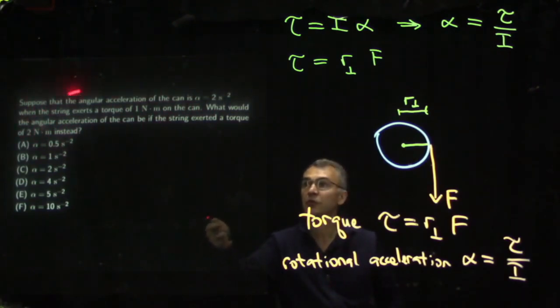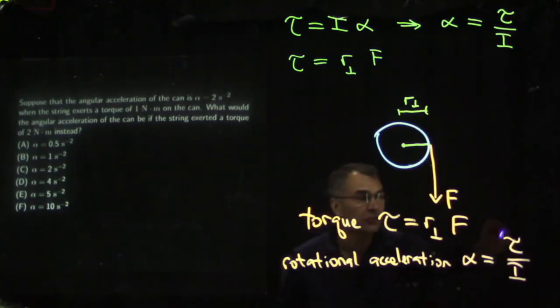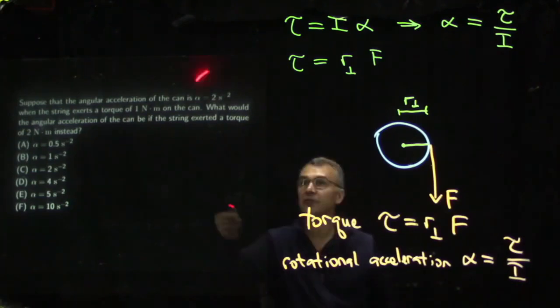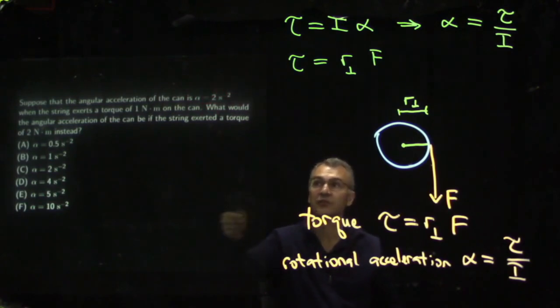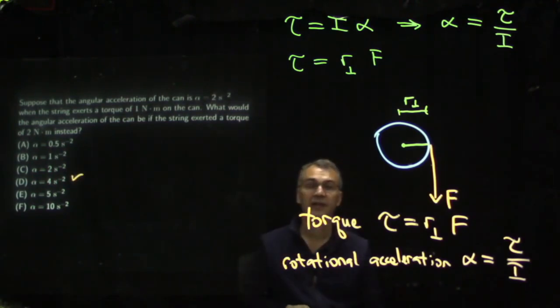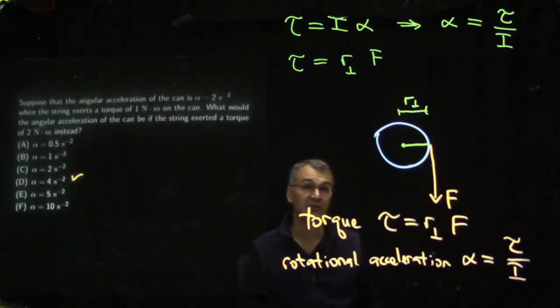If we double the torque, and it's the same can with the same rotational inertia, angular acceleration is torque divided by rotational inertia. So if we double the torque without changing the rotational inertia, then we must double the angular acceleration. If the angular acceleration with the 1 newton meter torque was 2 radians per second squared, we should get 4 radians per second squared. So I like answer D, delta, an angular acceleration of 4 radians per second squared, because it's double the initial angular acceleration, which you should expect by doubling the torque without changing the rotational inertia.